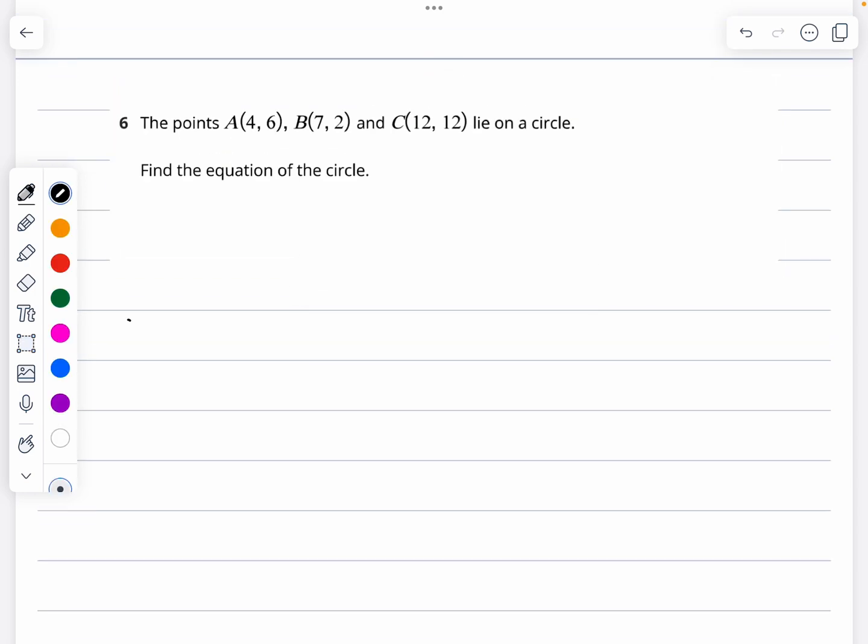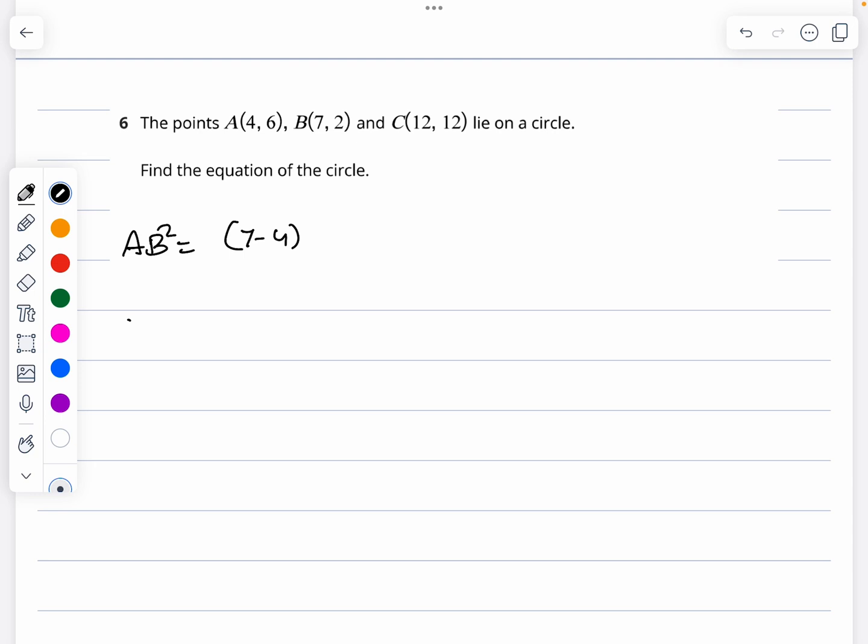The points lie on the circle. Find the equation of the circle. We have to find the equation of the circle. So what am I going to do? That is just like the previous sum. Let this point be A. So find AB square.